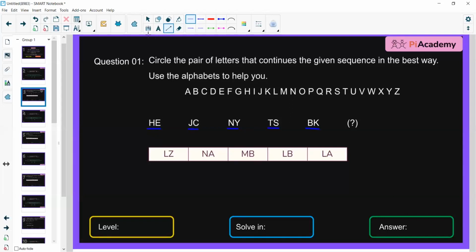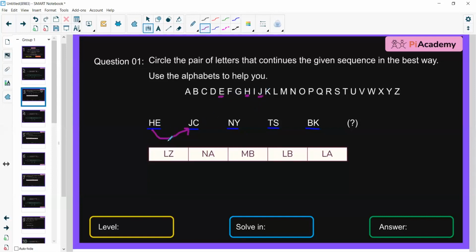Now, in order to get an idea about how this sequence is progressing, we can compare the first letter of the first two pairs given. So here you have H and here you have J. Where I have H in the alphabet series, J is ahead of H, right? How many steps do I need to move? Can you check? 1, 2. So 2 steps, from H to J.